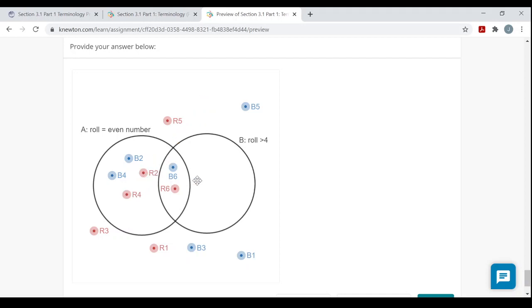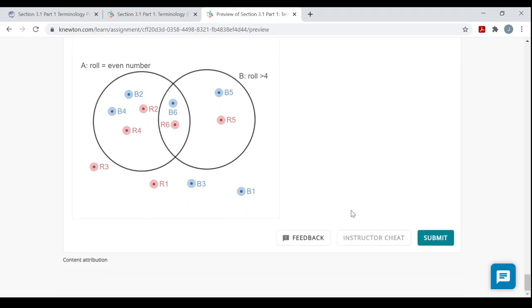Okay. Then over in this area is where I roll numbers just greater than 4. So now I already put the 6s in here because those are also even, right? Where the overlap is. So the 5s, right? Anything with a 5, the blue 5, the red 5, and that would be it, right? All these ones out here don't belong to anything, right? Because red 3, red 1, blue 3, blue 1, those don't have even number rolls, and they don't have rolls greater than 4, right? So that's it.